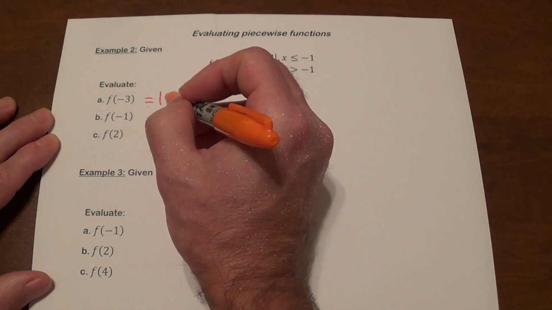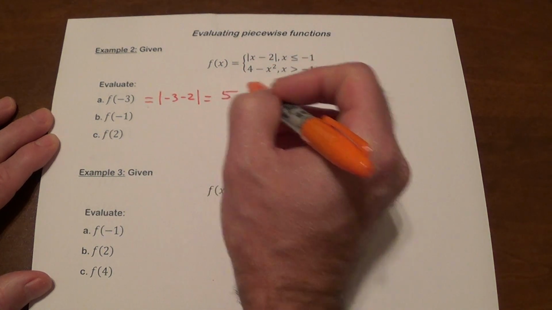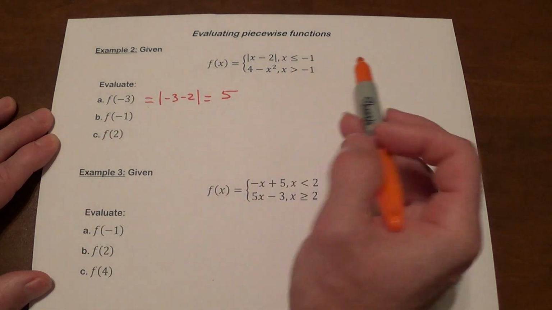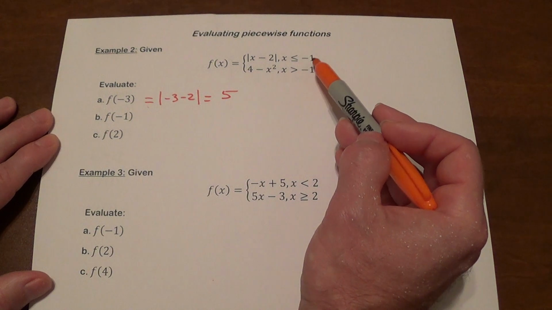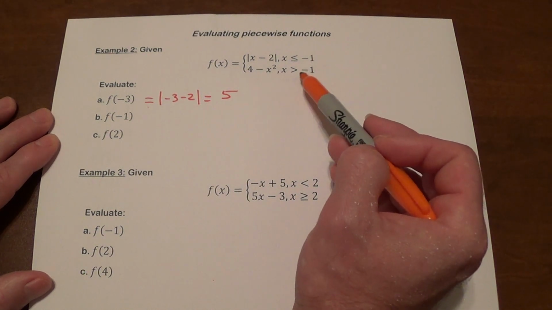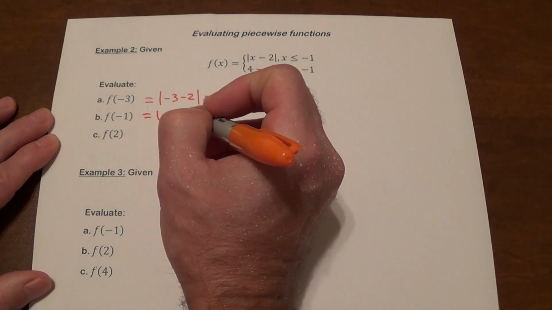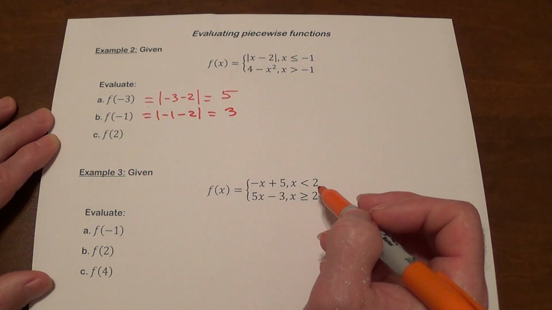The absolute value of negative 3 minus 2 is going to give us 5. Where is negative 1? In this case, negative 1 is going to be in the first equation, because negative 1 is less than or equal to negative 1. It does not belong here. So the first equation is negative 1 minus 2, absolute value, which is going to be 3.